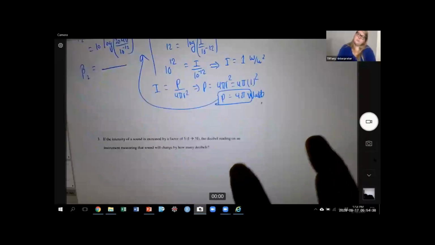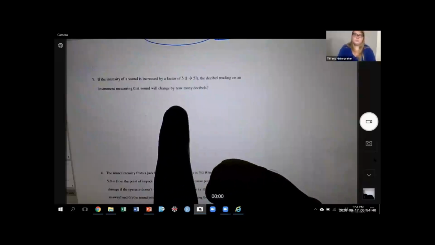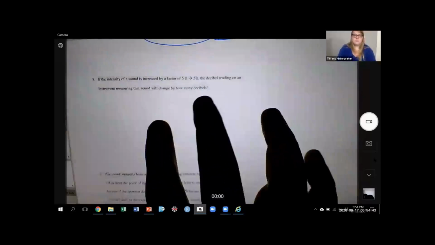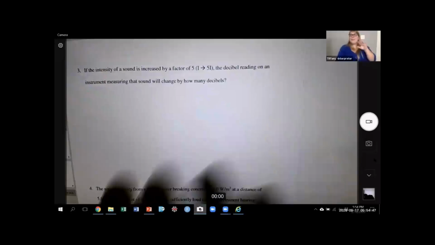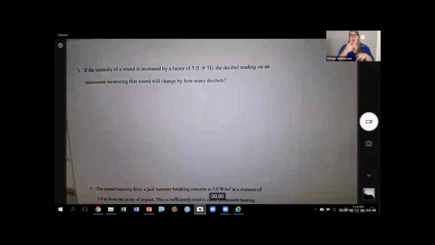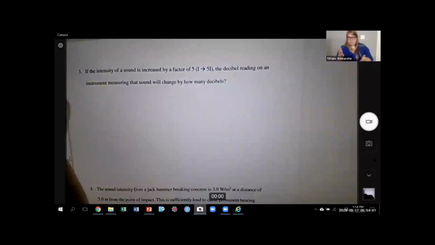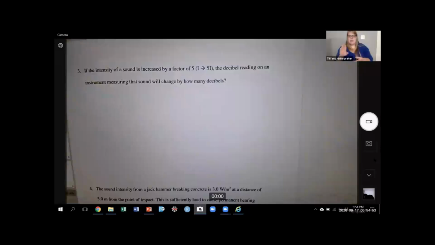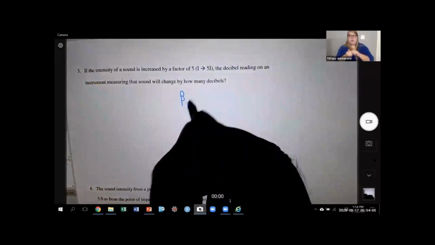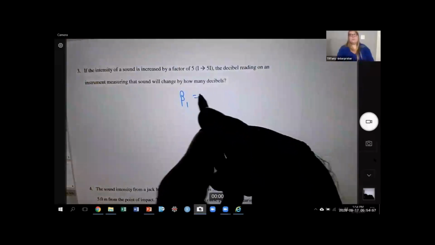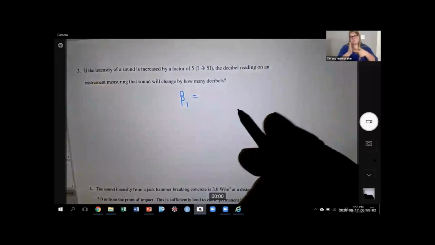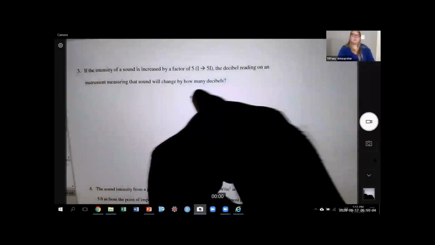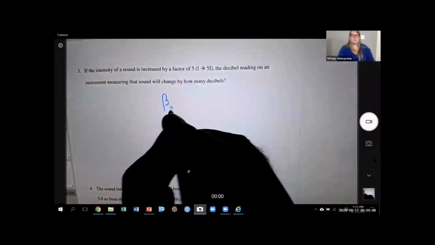Okay, now you can do something similar, right? If the intensity of sound is increased by a factor of 5, the decibel reading of an instrument measuring the sound will increase by how many decibels? You're doing exactly the same thing. Beta 1 is some decibel level, so it's basically asking for the difference between two sound levels when you increase the intensity by 5 times. So it's asking for beta 2 minus beta 1.